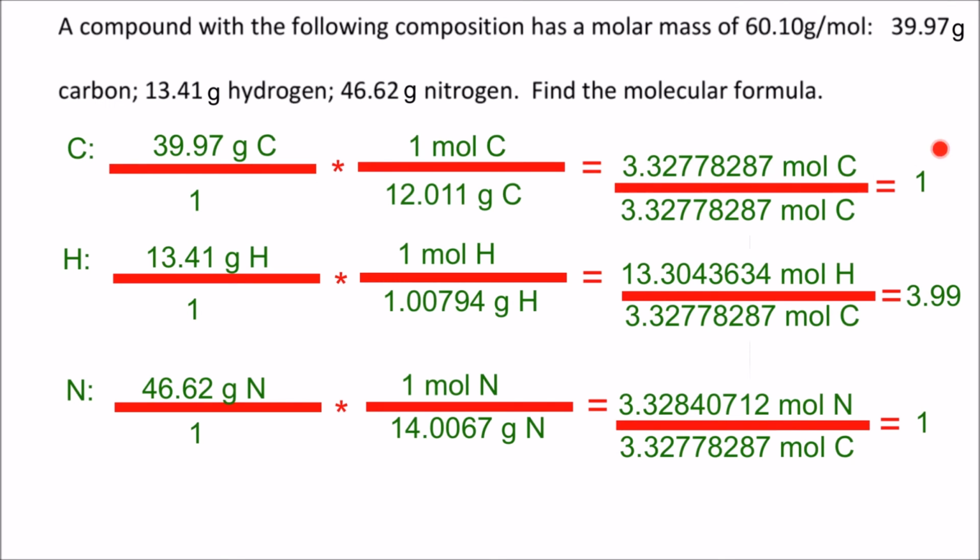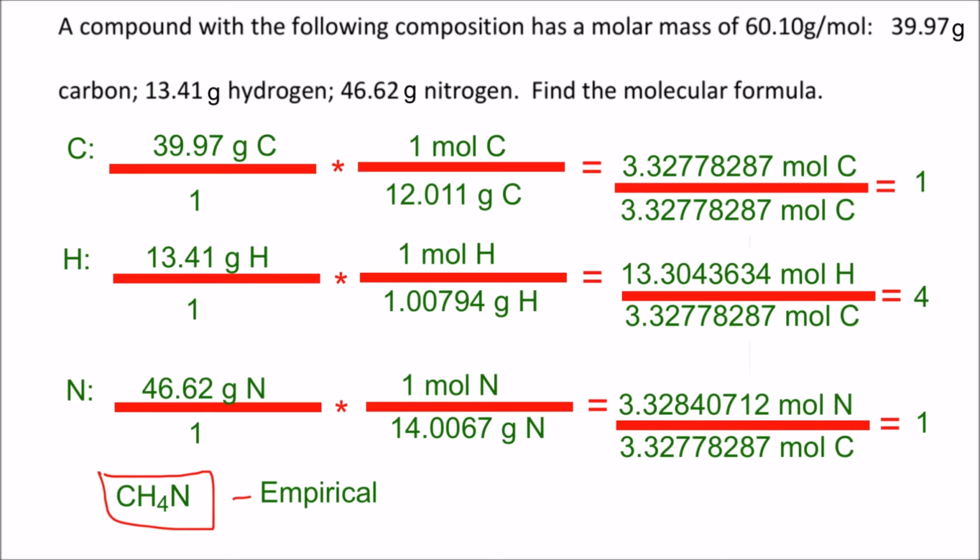Okay, so here's what we get. We have 3.99 here. Again, remember, if you're within 0.1 of a whole number, you can just round it up. Alright, remember, these numbers represent subscripts from the element that they came from. So let's build our empirical formula. Alright, so we have CH4N.